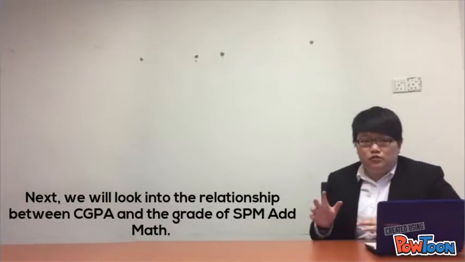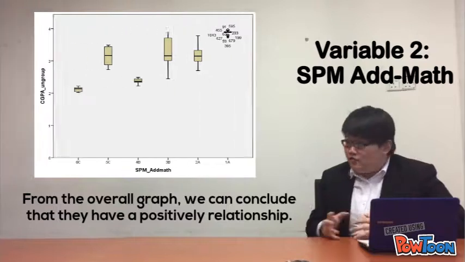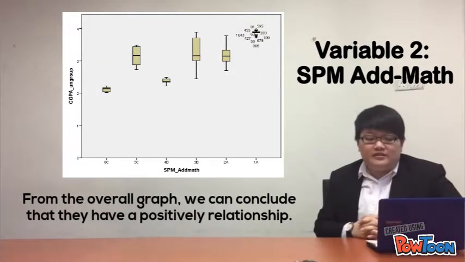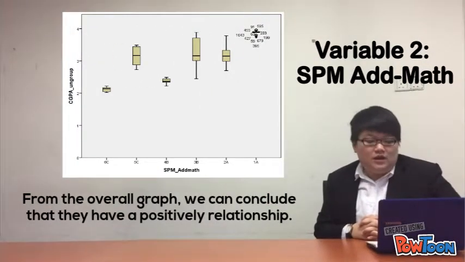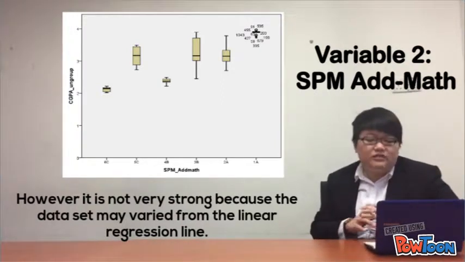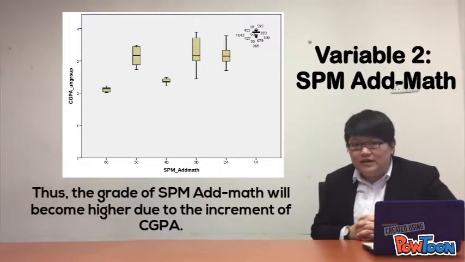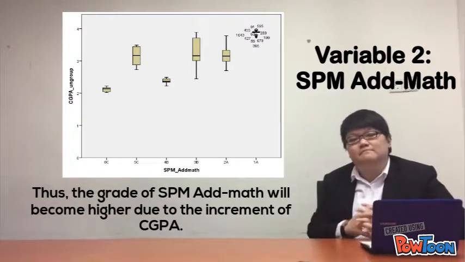Next, we will look into the relationship between CGPA and the grade of SPM and Maths. From the overall graph, we can conclude that they have a positive relationship. However, it is not very strong because the data set may vary from the linear regression line. Thus, the grade of SPM and Maths will become higher due to the increment of CGPA.